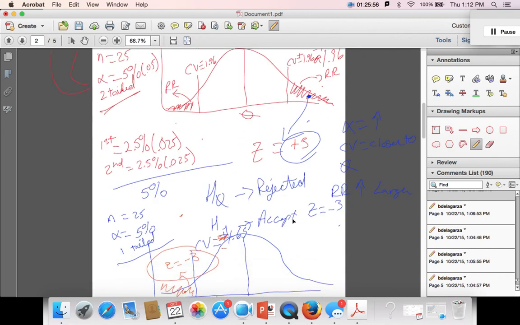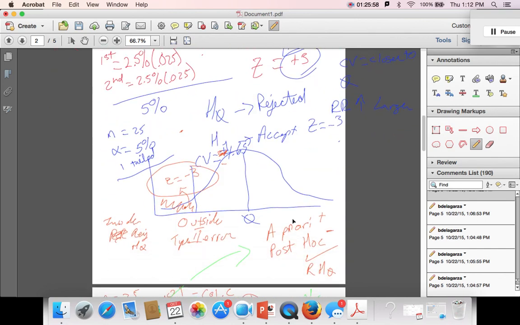So which one is going to be more powerful, a one or a two-tailed test? Technically, a one-tailed test would be more powerful. Why will a one-tailed test be more powerful? Because it allows me to have all my alpha level given to that one region of rejection.